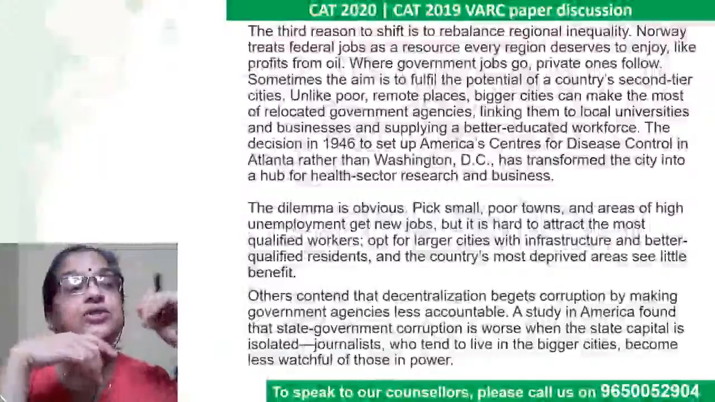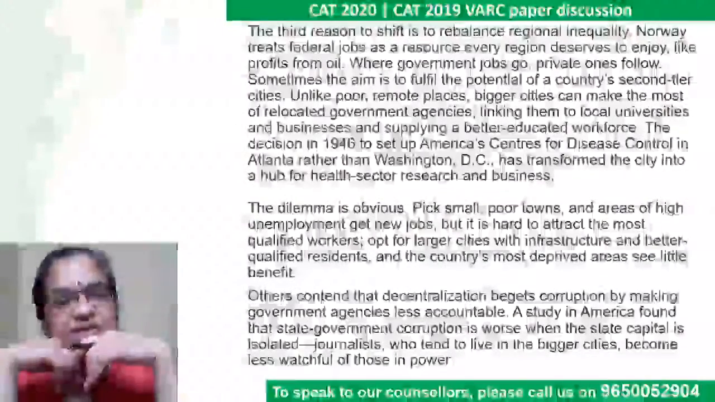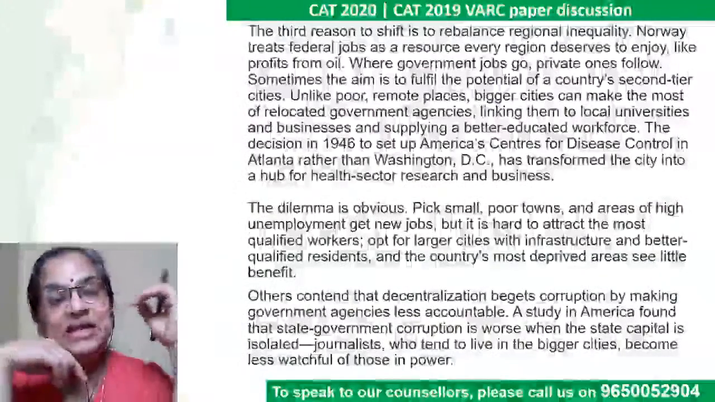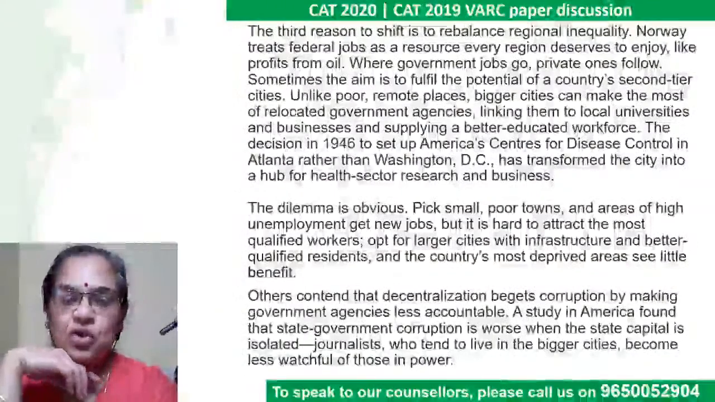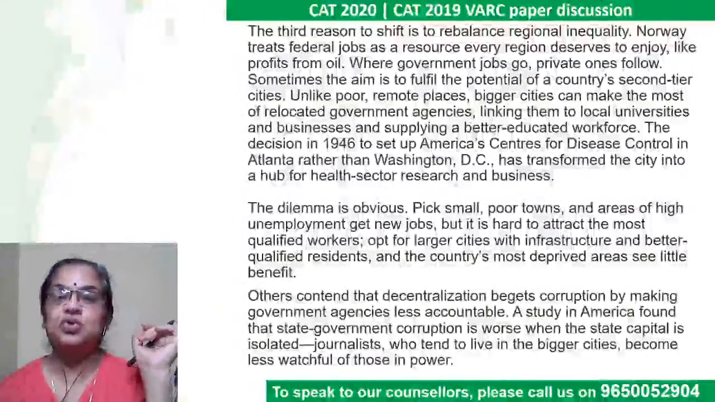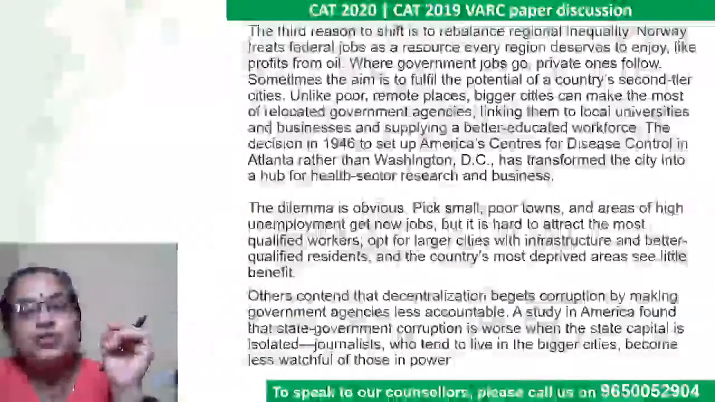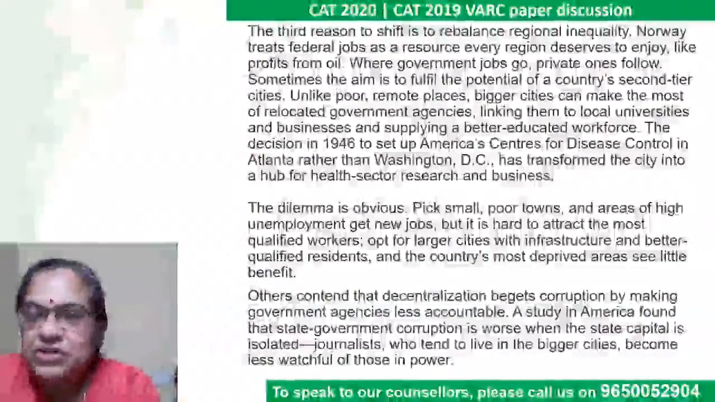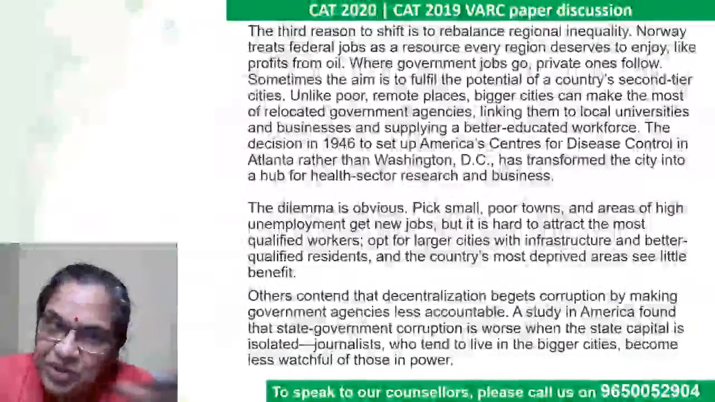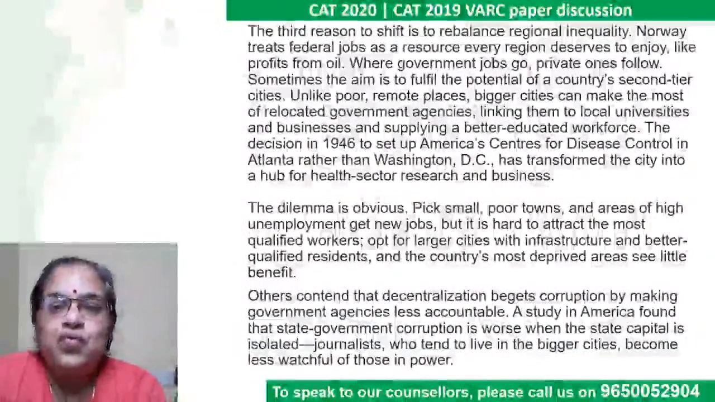The third reason to shift is to rebalance regional inequality. Then he gives the example of Norway. He says Norway treats federal jobs as a resource every region deserves to enjoy, like profits from oil. So where government jobs go, private ones will follow. So the moment the government opens something, private people also would follow.